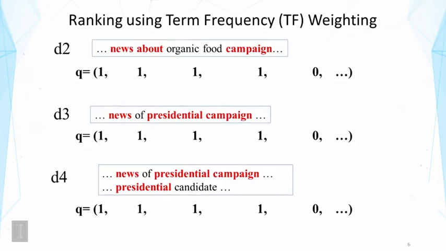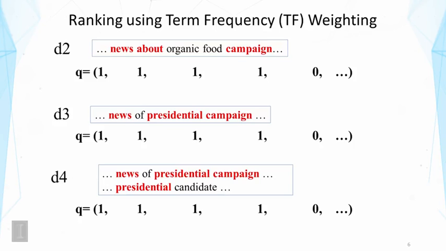So let's look at this example again. Suppose we change the vector representation to term frequency vectors. Now, let's look at these three documents again. The query vector is the same because all these words occurred exactly once in the query. So the vector is still a 0, 1 vector.